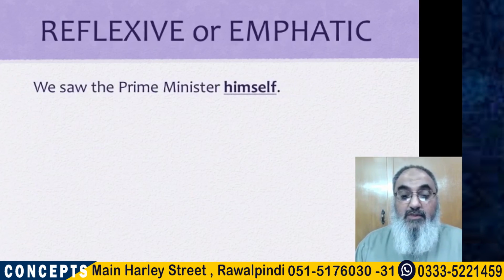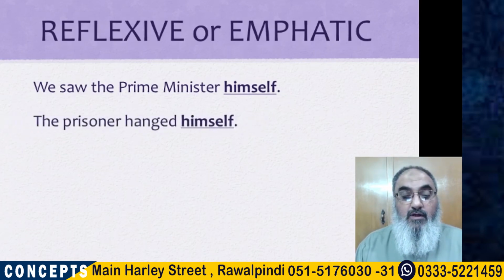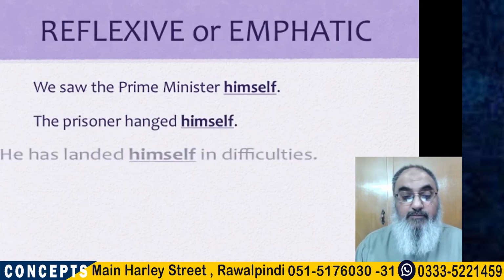We saw the Prime Minister himself. Now himself refers to the Prime Minister definitely. Again, himself can be removed. We saw the Prime Minister. So himself is not the object of the verb. The object of the verb is the Prime Minister. Himself is only for emphasis. And the prisoner hanged himself. The prisoner hanged whom? So the object of hanged is himself. Therefore, it is a reflexive pronoun.